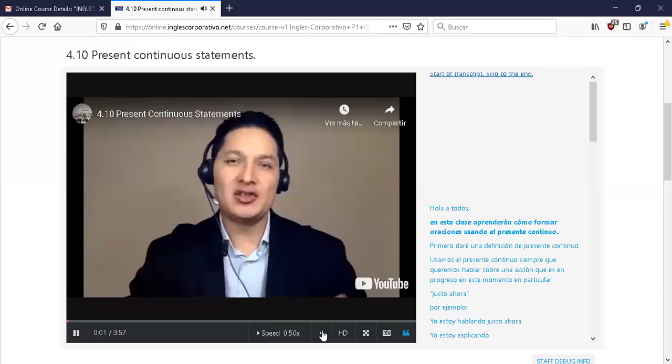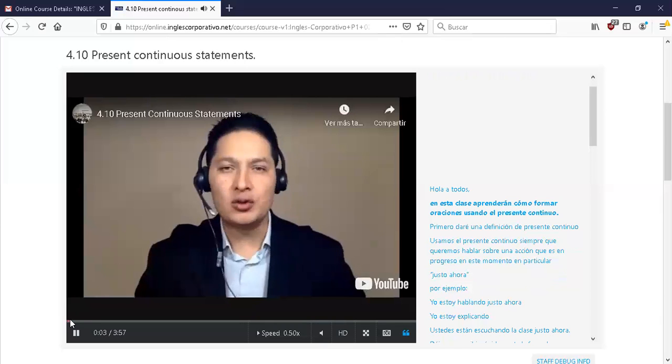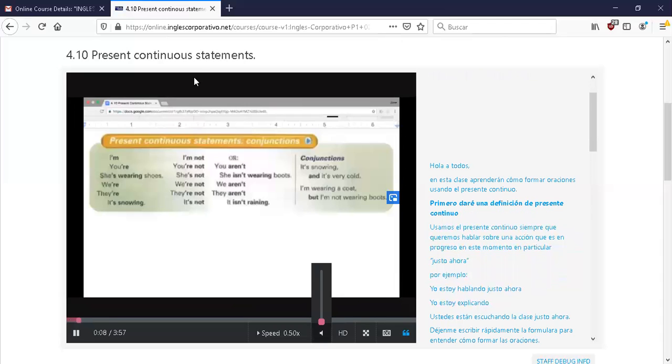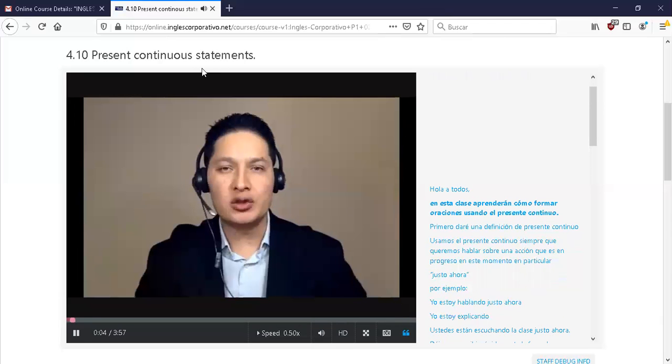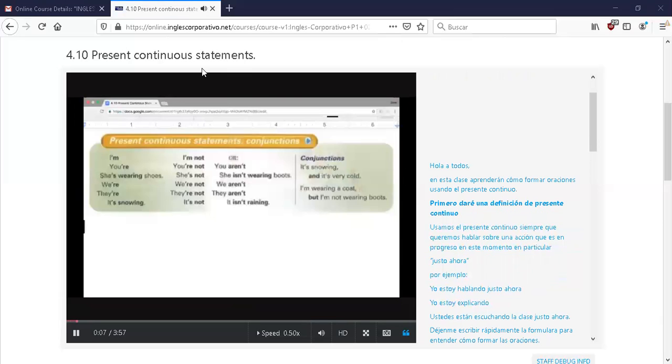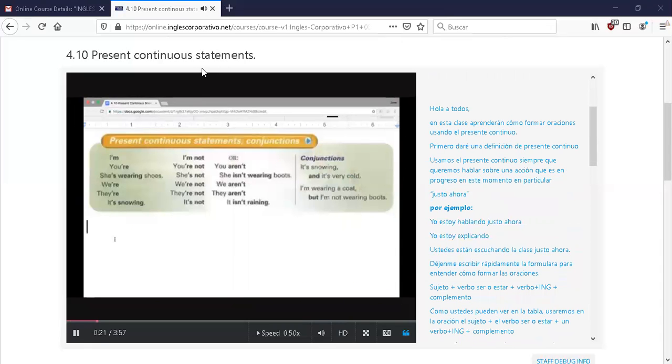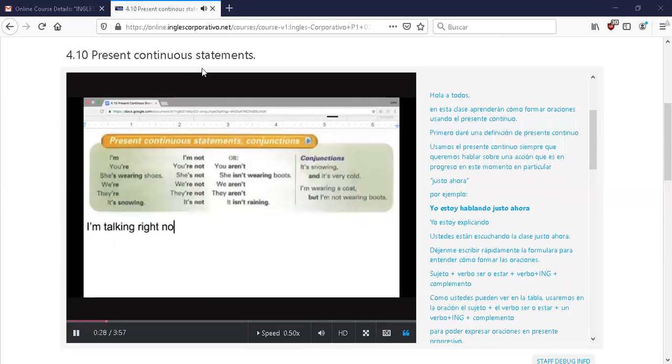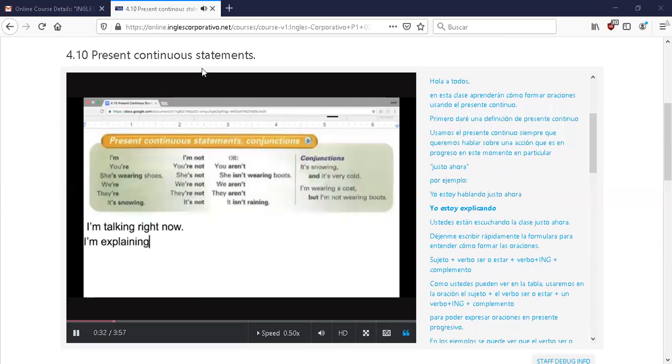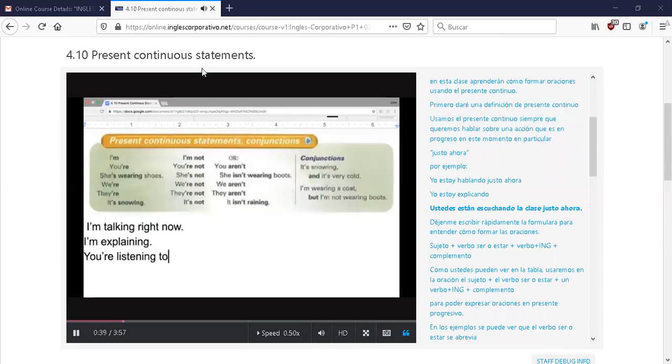Hi, everyone. Today we'll learn how to form statements using the present continuous. Let me first give the definition of the present continuous. We use the present continuous whenever you want to talk about an action that is in progress in this particular moment, right now. For example, I'm talking right now. I'm explaining. You're listening to the class right now.